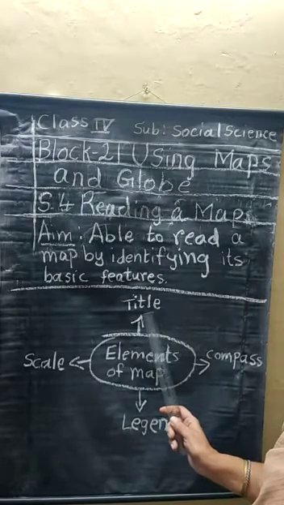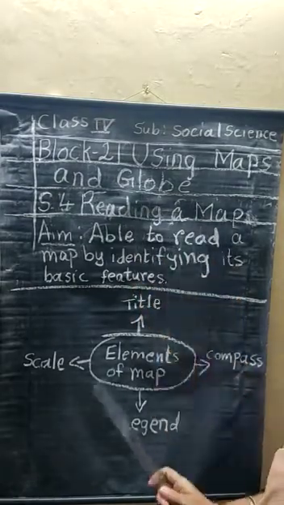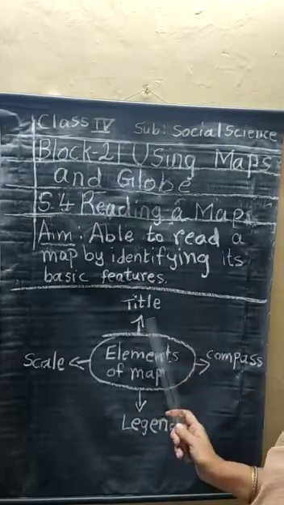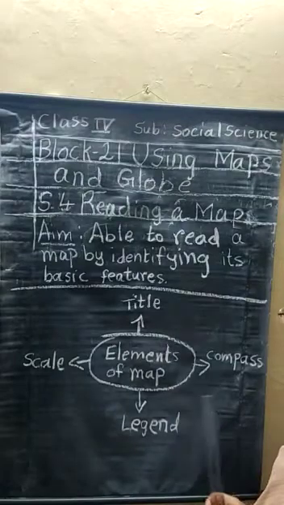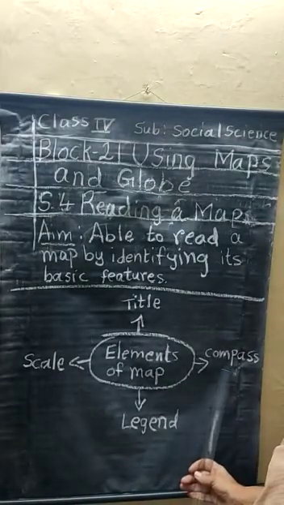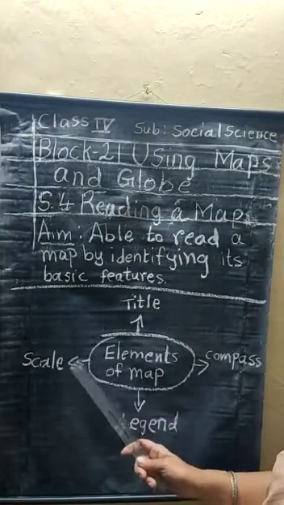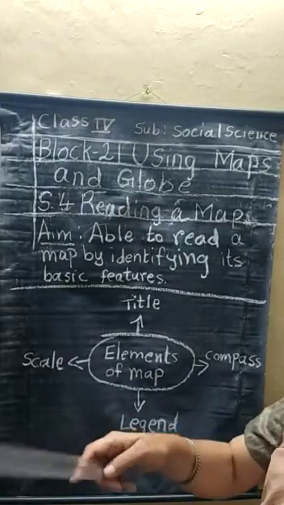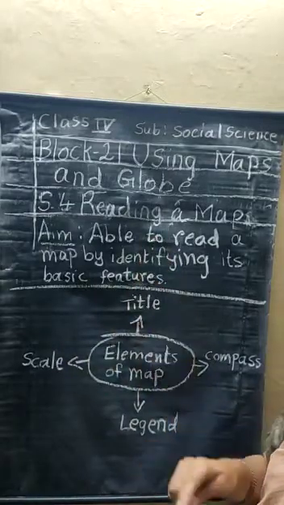First is title. Title is the heading, like see, using maps, like that way, heading or lesson you can say. Which place, soil or forest or whichever, that way. Then compass. Compass is directions, north, south, east, west. Where we are going, traveling, whether we are going to north or south, west or east.